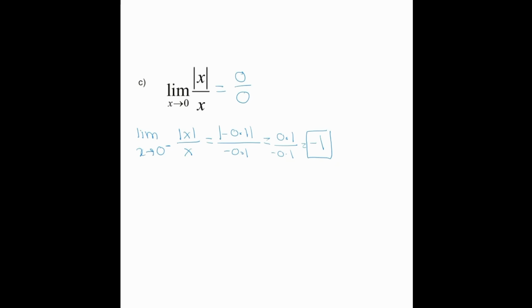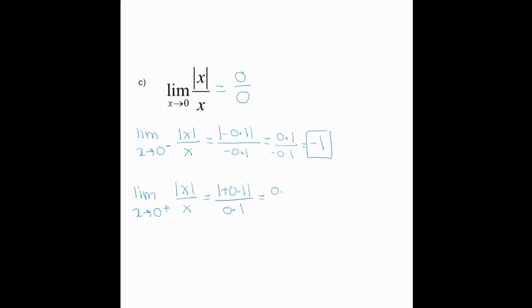Now, what about the right-hand side? So the limit for the right-hand side as x approaches 0 now from the other side, from the positive side. And again, I'm just going to pick a value that's just to the right. So since we used negative 0.1 for the left-hand side, let's use positive 0.1. So positive 0.1, absolute value of positive 0.1, all over positive 0.1.